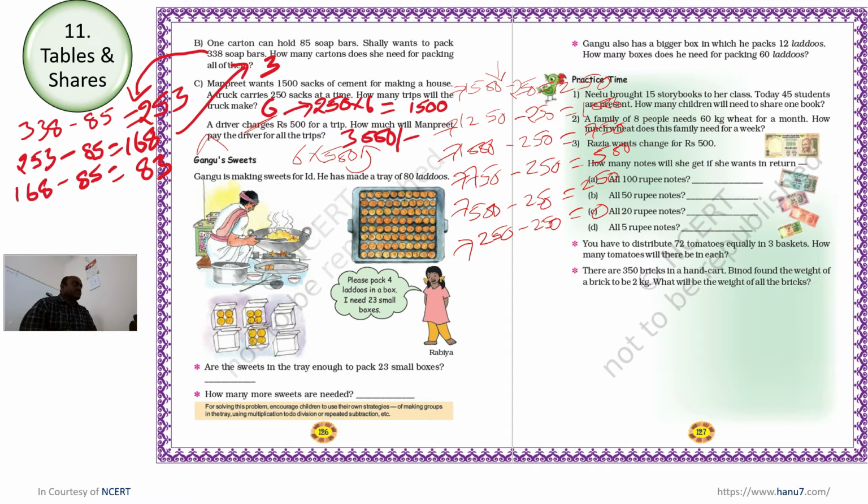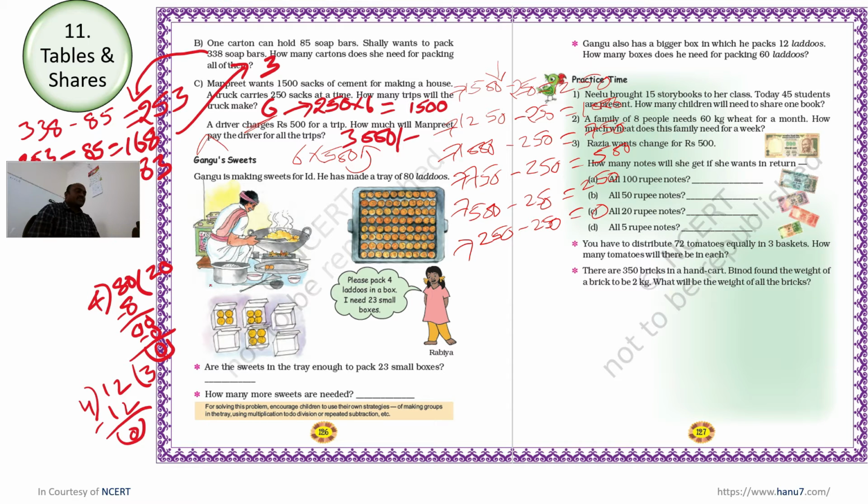So the question given to us is, are the sweets in the tray enough to pack 23 small boxes? So how much you have to check here. 23 into 4, 23 into 4 will give you how much, or otherwise you can go with the division method here.